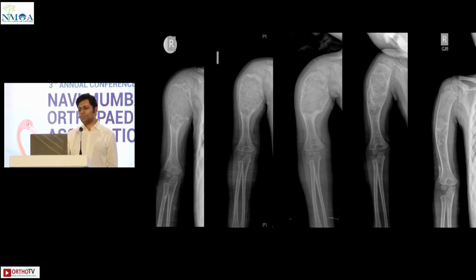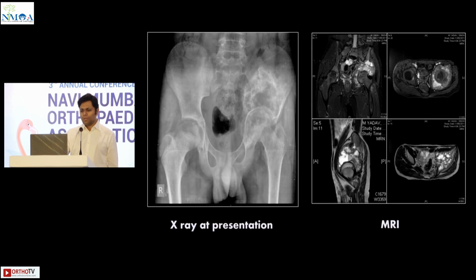And then you see after 1 year how well it has healed, and 2 years later, or I think 1.5 years later, it remodeled very nicely. Now, this is a difficult or challenging aneurysmal bone cyst, where the pelvis is involved, the acetabulum was involved. You can see the fluid levels on the MRI.